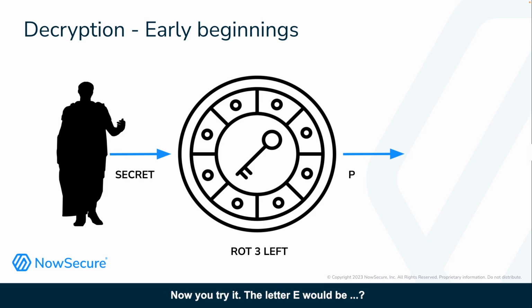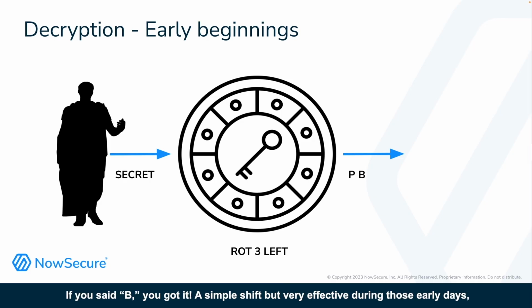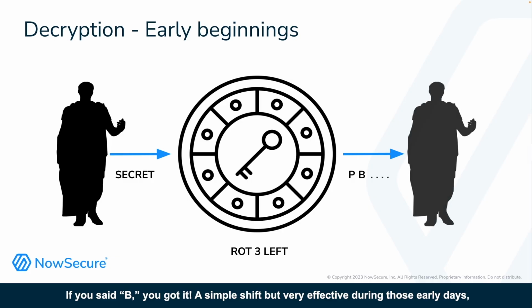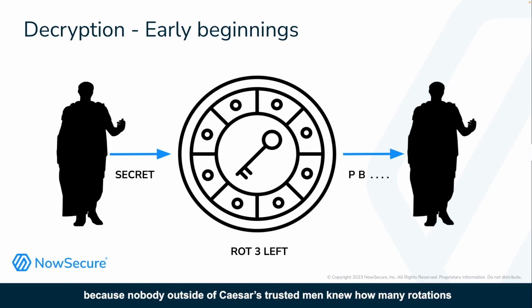The letter E would be... If you said B, you got it. A simple shift, but very effective during those early days, because nobody outside of Caesar's trusted men knew how many rotations they had to make, and in what direction, to uncover the original message.